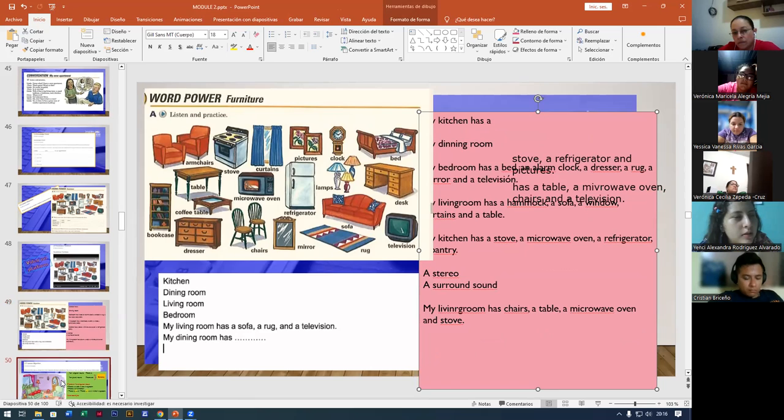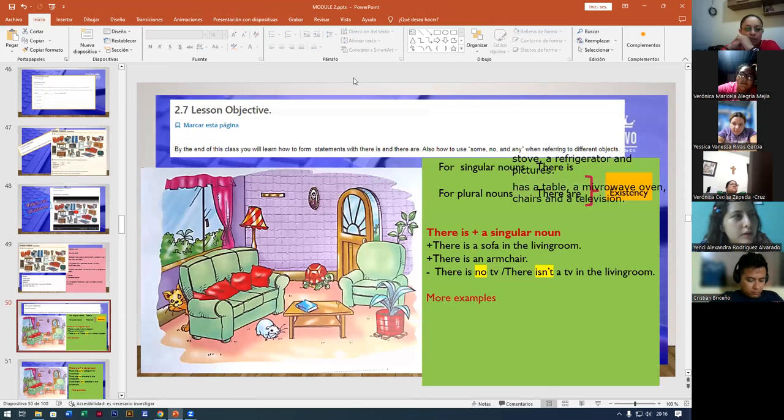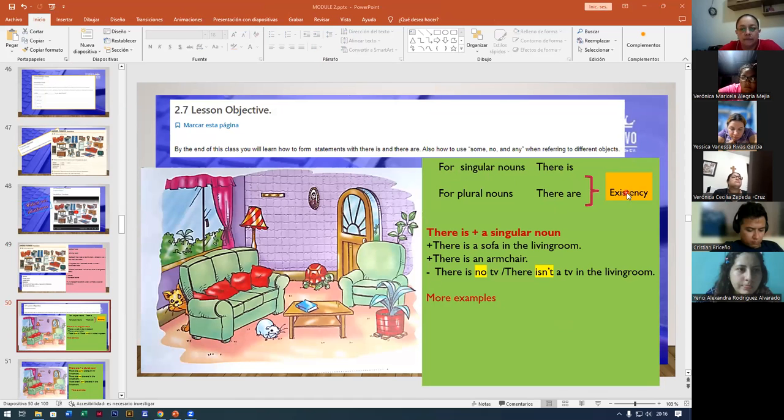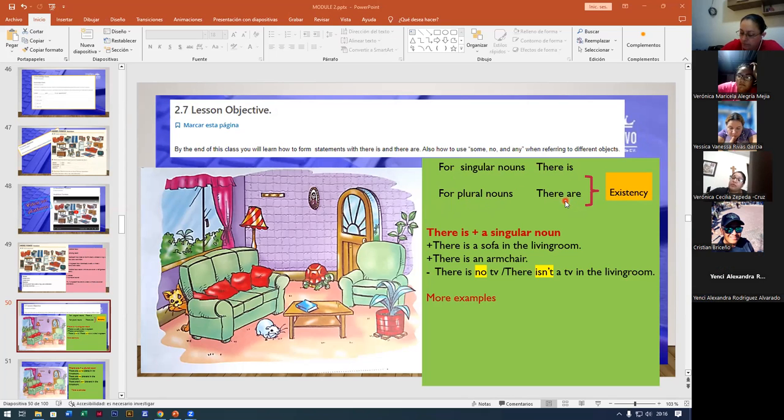Nice one. Okay. Now, let's go ahead here in this part. We're going to check about there is and there are. Here we have the case of existency. Existency is when you refer there is and there are. So basically, es el verbo haber en español. For singular nouns, we use there is. And for plural nouns, we use there are. But the two forms express existency.